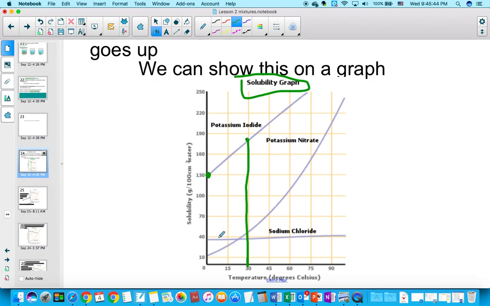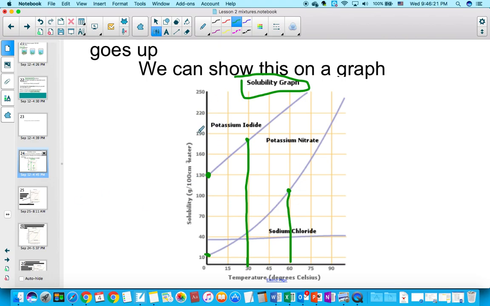Let's take a look at potassium nitrate. At around 0 degrees, it's about 11 or so. And if you go to 60 degrees, it goes up past 100. Different molecules and different substances, their solubility changes differently based on temperature. So potassium iodide is affected by temperature, but potassium nitrate is affected even more by temperature. You can dissolve more in a liquid as you increase temperature.